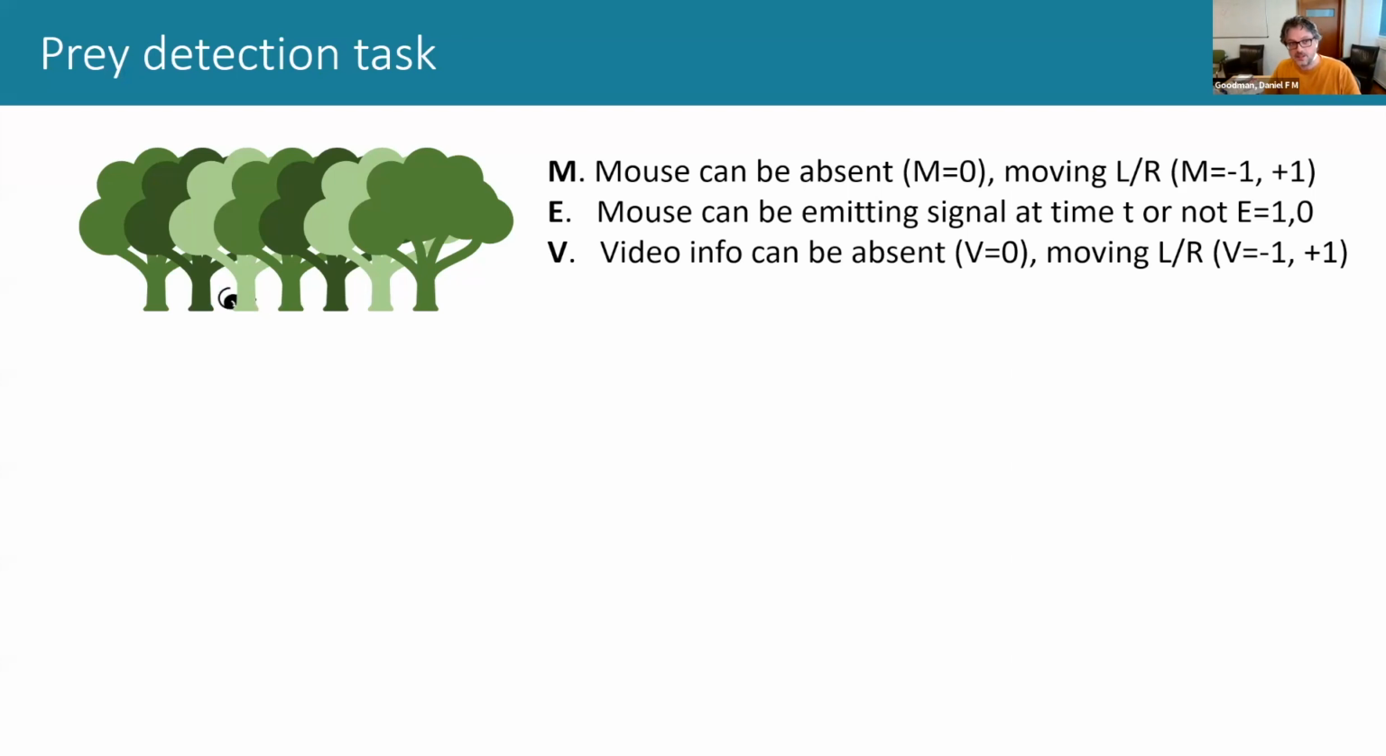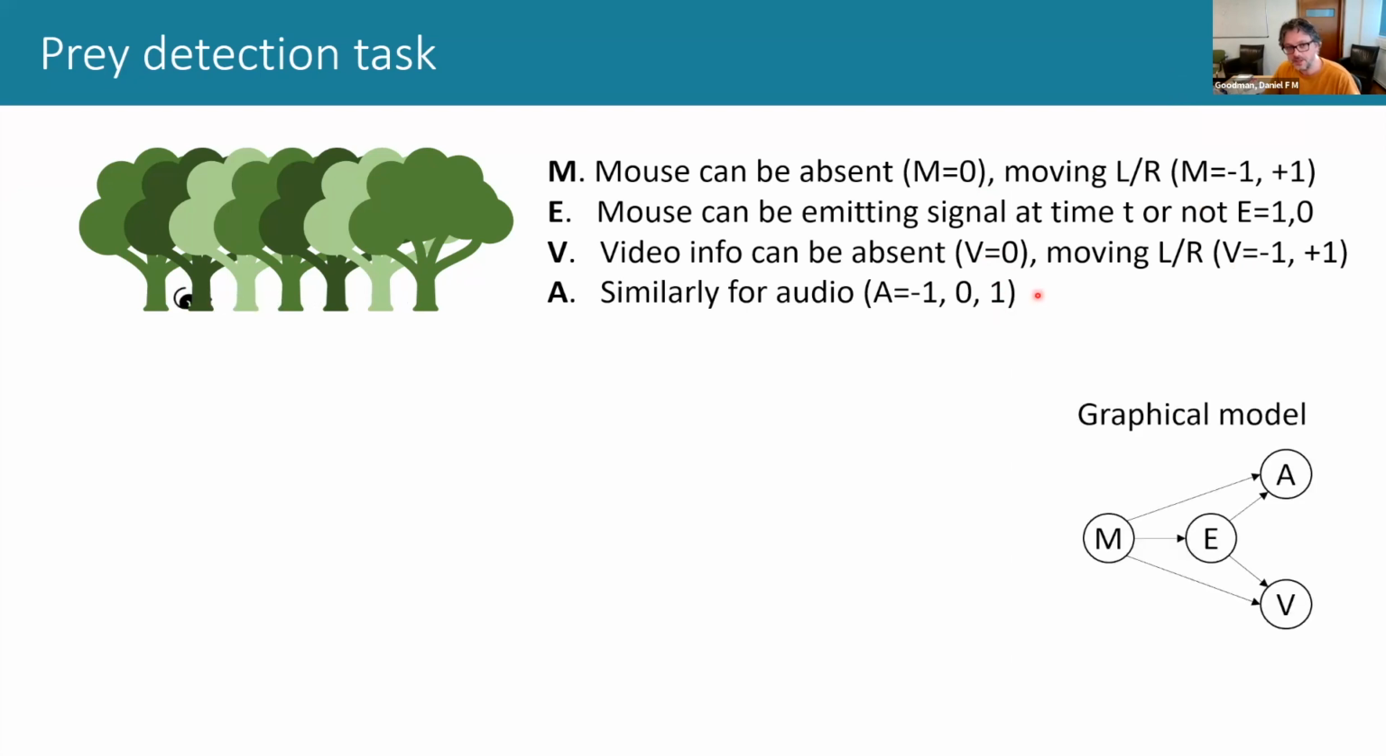Again, at any instant, we have what visual information we're receiving. So we might be getting no visual information pointing left or right, in which case V is 0, or it might be indicating -1 left or +1 right. And similarly for the auditory. And we have basically a probability distribution for each of these, which gives us a graphical model of this setup.